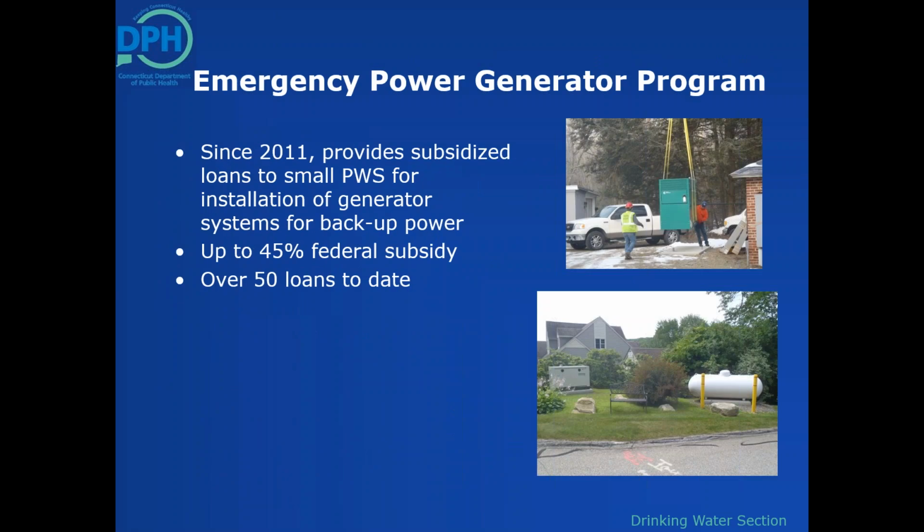The Emergency Power Generator Program, we started that back in 2011. If anybody remembers back that far, we had 3 large storms that came through the state in about an 18-month period that put a lot of our small systems out of power for, in some cases, over a week, 7 to 10 days, and created a lot of problems for their customers because they had no water service during that time because there was no backup power provisions. So we developed this program very quickly in collaboration with EPA to get small systems backup power plants. Under that program, currently we subsidize these projects at a 45% subsidy, and we've given over 50 loans to date for backup power systems. So it's been a very successful program for us in reaching some of our small systems.